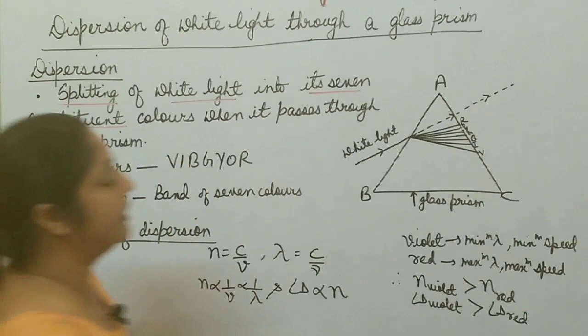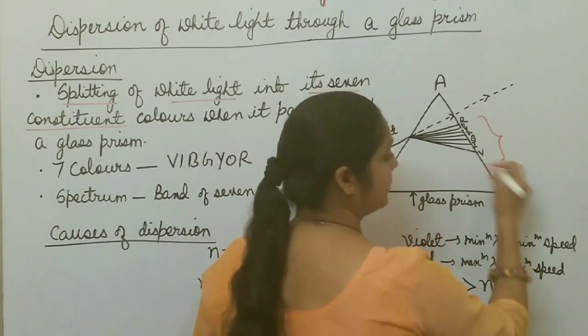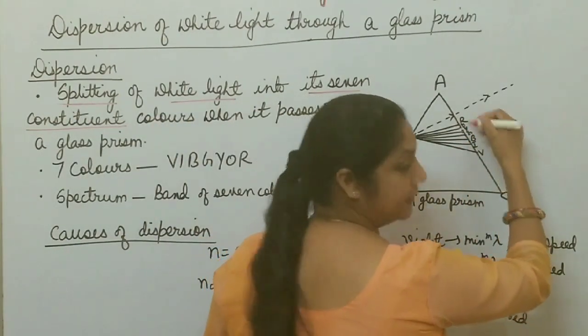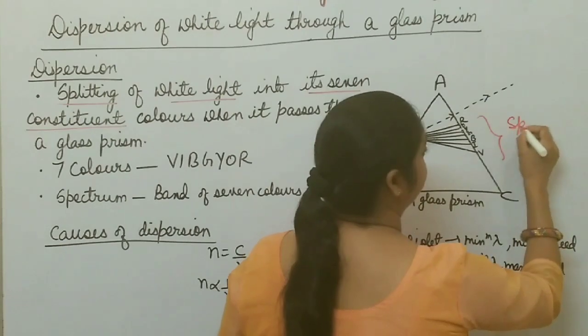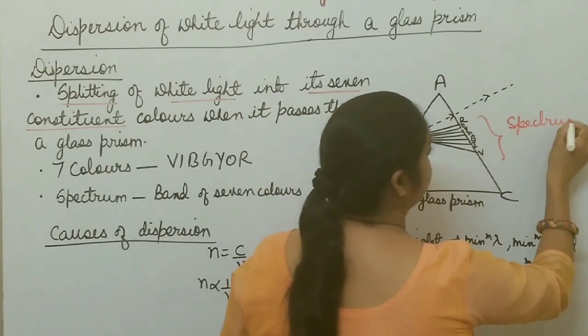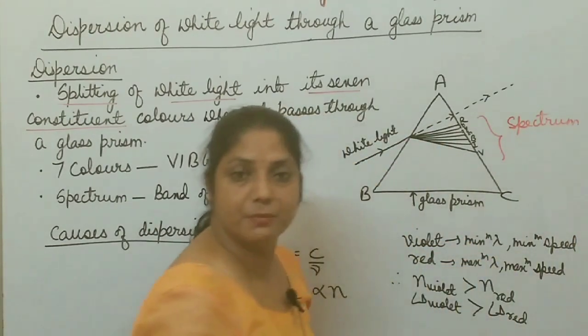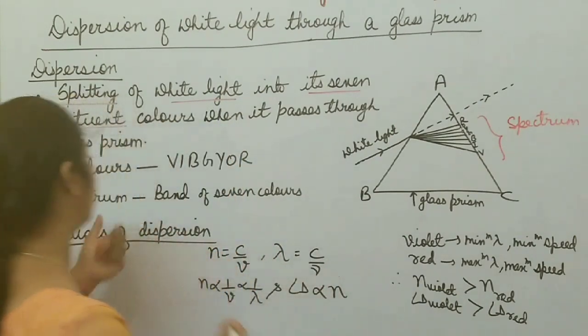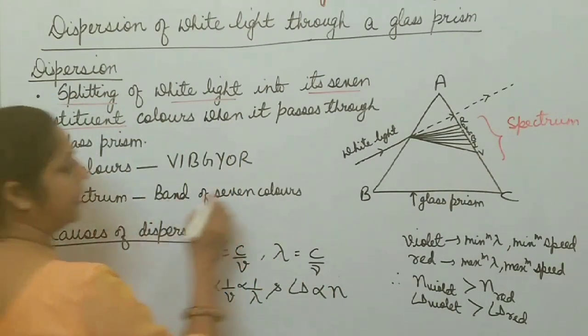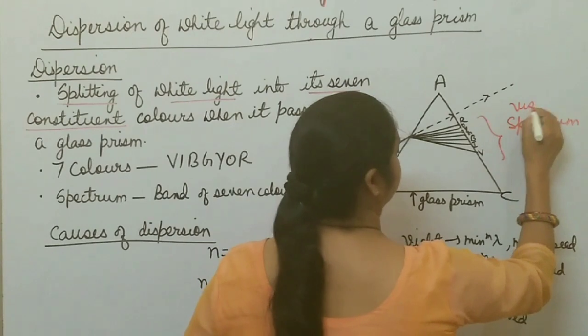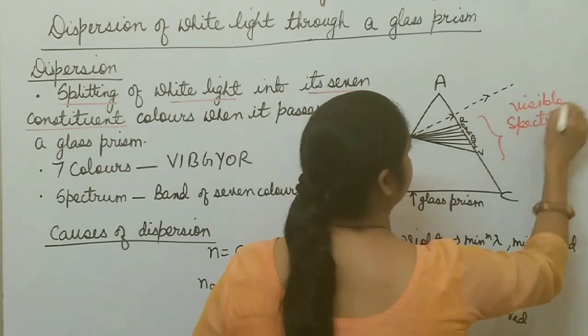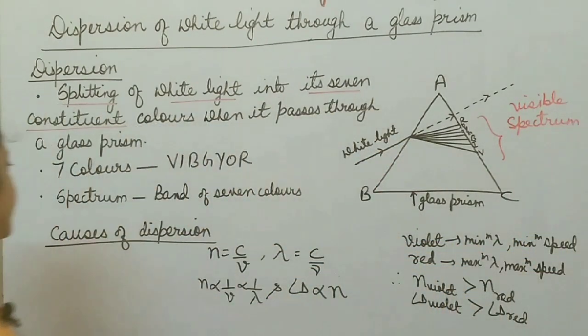And this band of 7 colors which appears on this side of the prism is called a spectrum. And as this spectrum is visible to our eyes, it is also called the visible spectrum, because we are able to see this spectrum with the help of our eyes.